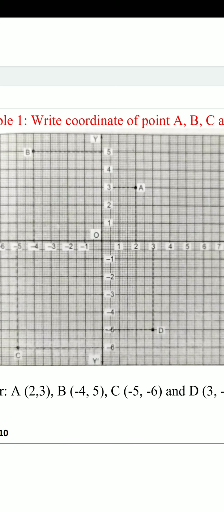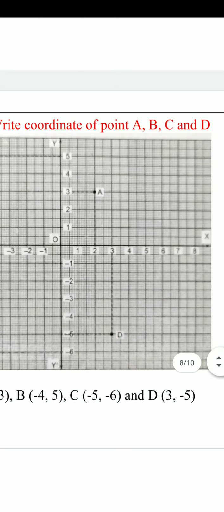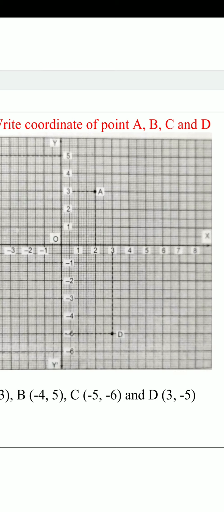And see that point D is lying in the fourth quadrant. The distance of point D from the y-axis is 3 units, in the positive direction, so positive 3, and the distance of D from the x-axis is minus 5. So its coordinates are (3, -5).